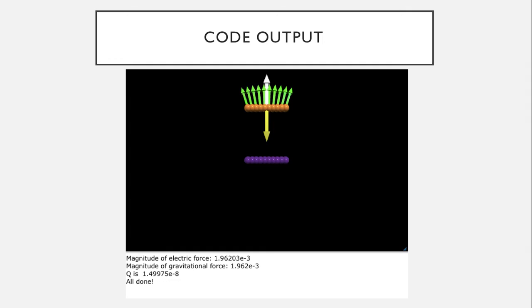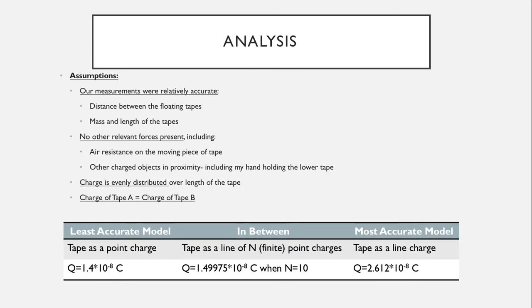And so when you change the value of the magnitude of the charge on the tape, to make the electric force and the gravitational force equal, you end up with Q is roughly 1.5 times 10 to the negative 8th coulombs. And so again, our assumptions would be that our measurements were accurate here, even though it might be hard to get a true accurate measurement, just given the setting of this lab. And then no other relevant forces were present, including air resistance and other charged objects. And we also have to assume that the charge is evenly distributed over the tape in order to model it as a line charge, and that the charges on the tapes are equal.